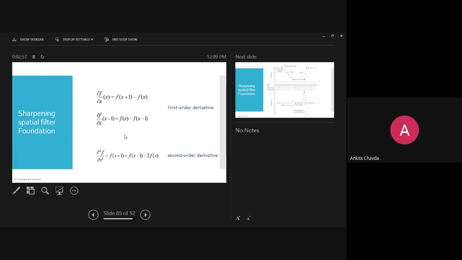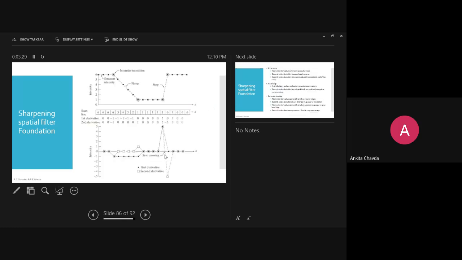Then we will go to this. This is your second order derivative. Second order derivative means what you need to do? f of x plus 1 plus f of x minus 1, so next one plus previous one, minus the current one into 2. Okay. So this is the formula for second order derivative. This is your next, f of x plus 1. This is your previous one, minus 2 into f of x. Okay. So now you can check with this.